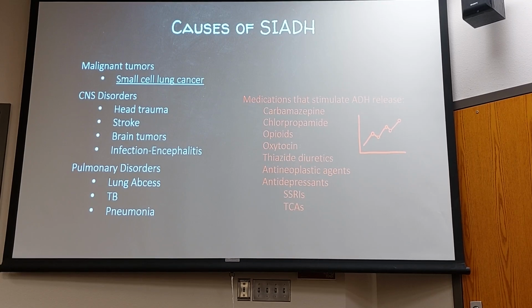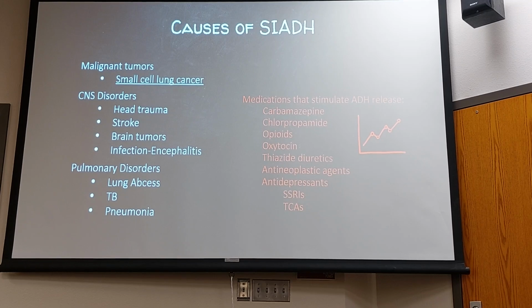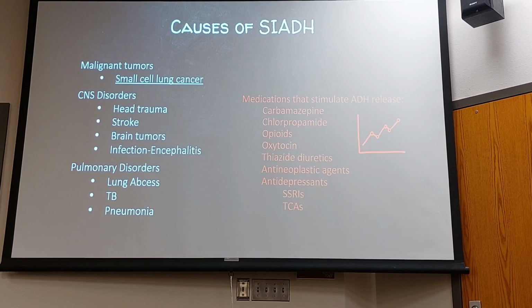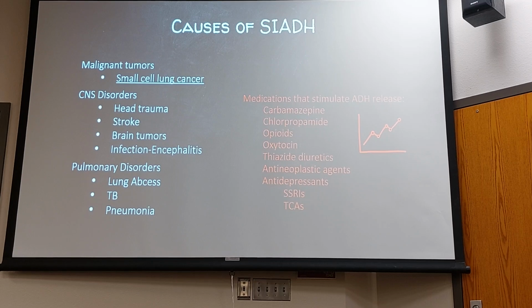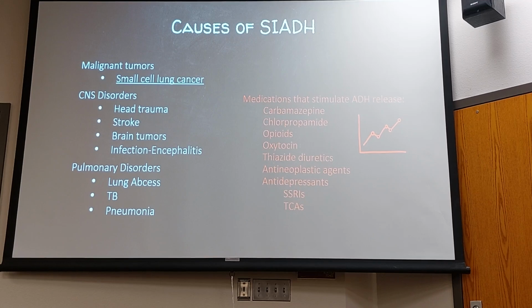Some infections can do that. Again, that's increased inflammation and increased pressure on the back of the pituitary, causing extra excretion of ADH. Okay? So other pulmonary disorders: lung abscess, TB, pneumonia, because of that hormone that's released from the lungs that's very similar to ADH and causes a diuretic type effect.